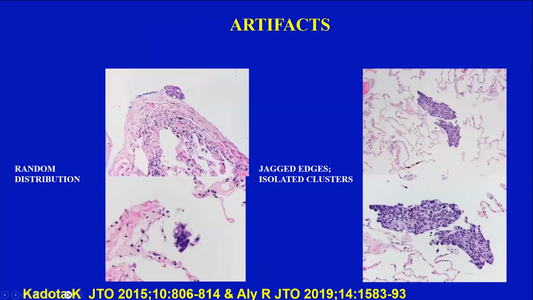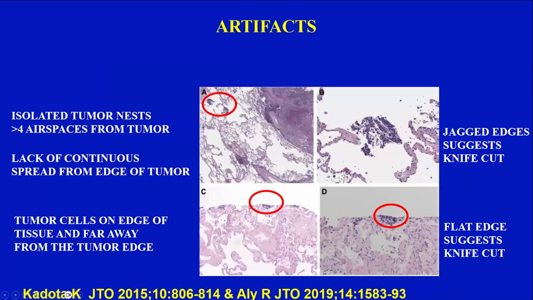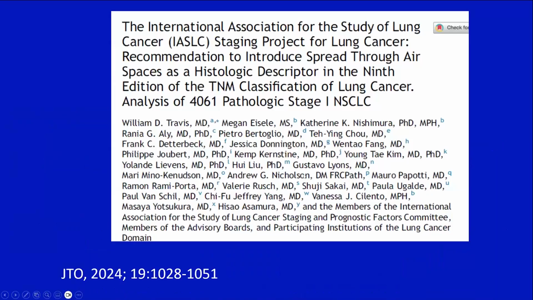So here you see just an isolated group of tumor cells sitting on the pleura. Here is another cluster that is isolated well away from the tumor without a continuous spread from the edge. Here is a tumor cluster with a very jagged edge suggesting artifact. Here you can see there are isolated nests of tumor cells quite distant from the edge of the tumor. There are no tumor cells in the intervening air spaces. Here is one sitting right up against the pleura, and it looks like it's squeezed.